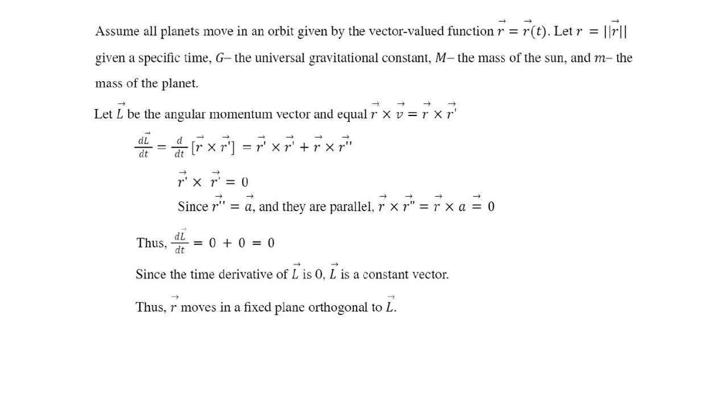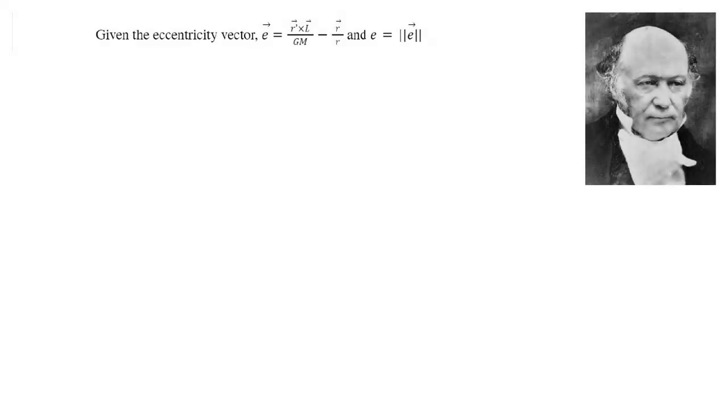Now that we've proven that our vector moves in a fixed plane, we are now going to move on to a different quantifying factor of the orbit, the eccentricity vector, which is defined by W.R. Hamilton, as seen on the screen. So the eccentricity vector is the vector that points from the center of the orbit towards the periapse, which is a specific point on the orbit. We find the derivative of the eccentricity vector, defined as r prime cross L over GM minus r over r. We can separate this into two derivatives for the first and second term.